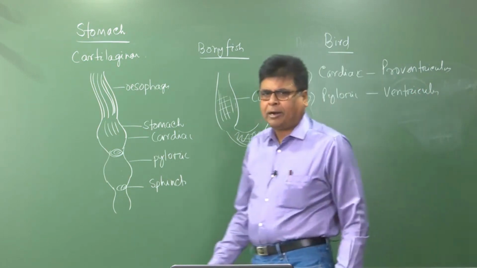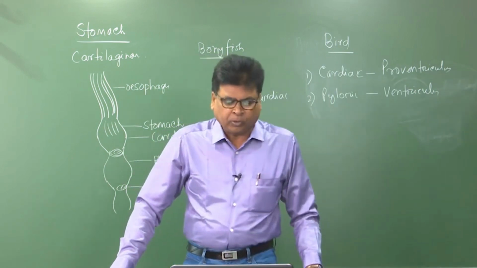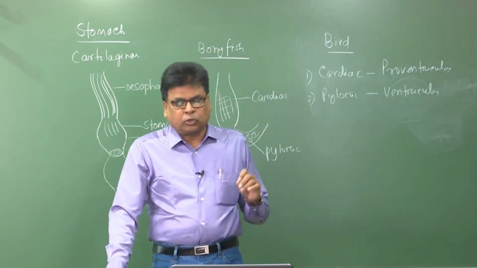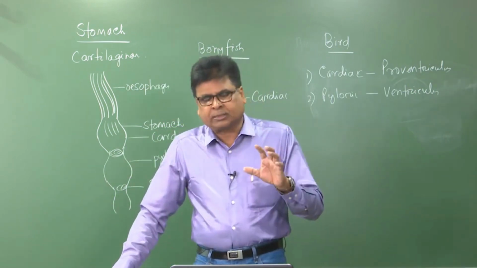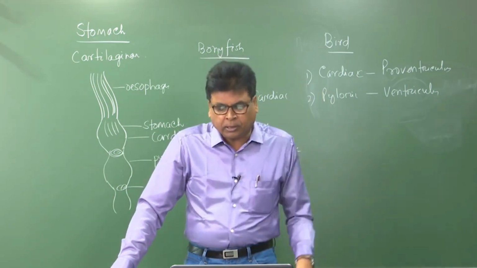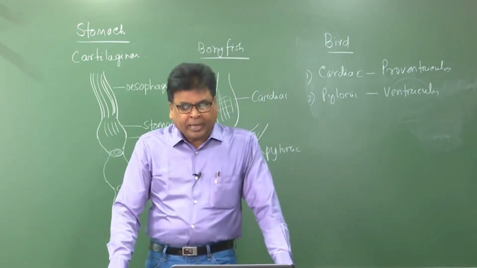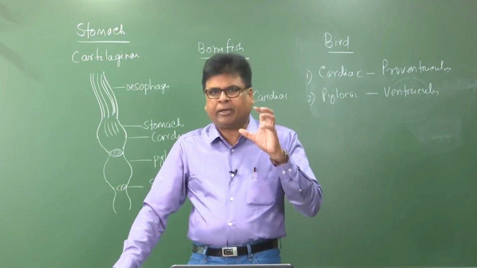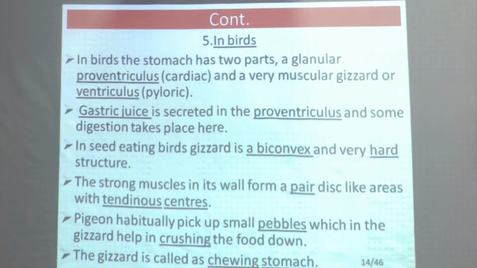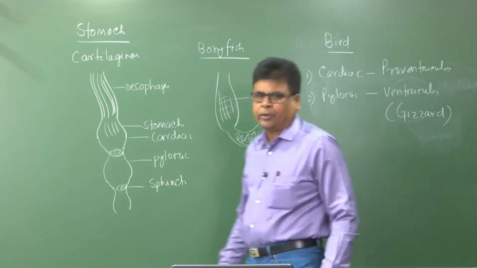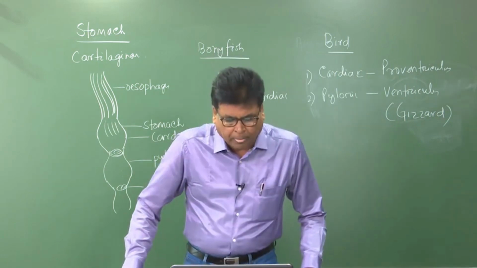But in the case of bird, this is completely modified. What happens in birds? The stomach has two parts. It is obvious: the granular proventriculus, that is the cardiac part, and the very muscular ventriculus, that is pyloric. This is commonly called the gizzard. In the case of bird, this is known as gizzard. So gizzard is the ventriculus or pyloric part of the stomach.